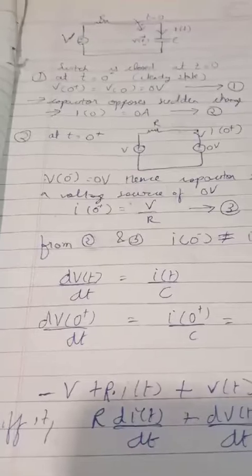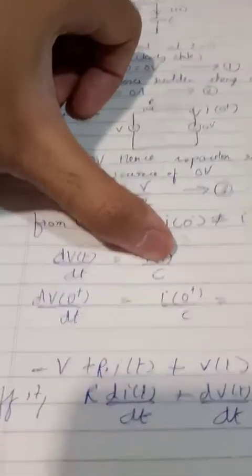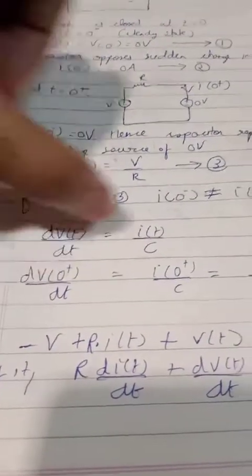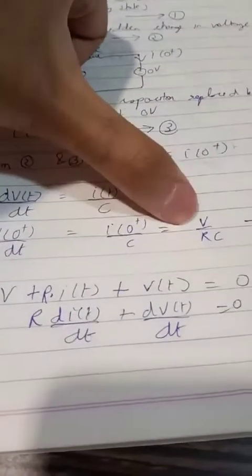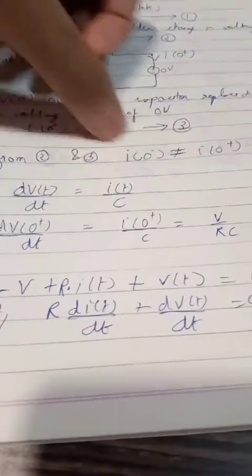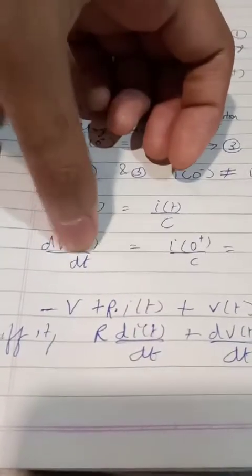Now dv/dt will be equal to i(t) by C. So at 0 plus, dv(0+)/dt is equal to i(0+) by C, which will be equal to V upon RC, because i(0+) is equal to V upon R. So the derivative of the voltage just after the switch is closed is equal to V upon RC.